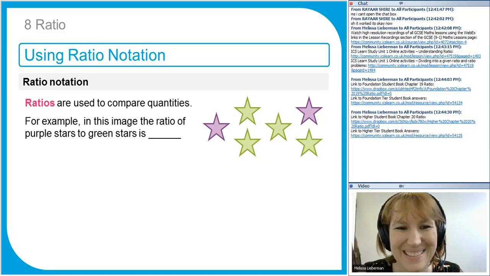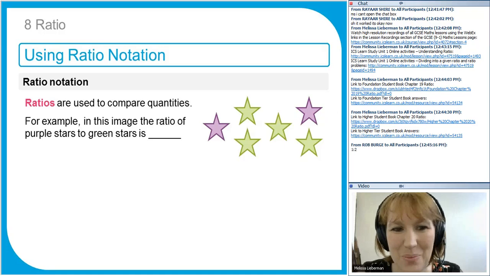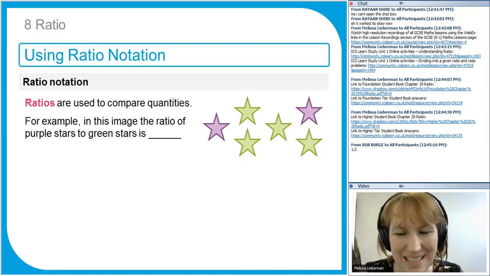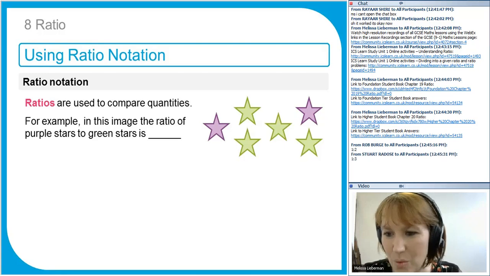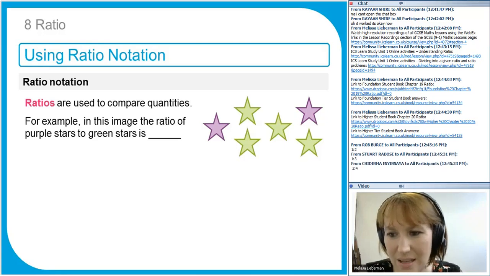So in this image, we've got purple stars and green stars. What is the ratio of purple stars to green stars? So how many purple stars are there and how many green stars are there is kind of what I'm asking. So Rob is saying 1 to 2, Stuart thinks 1 to 3, 2 to 4. Yep, so we're getting lots of different answers, that's good.